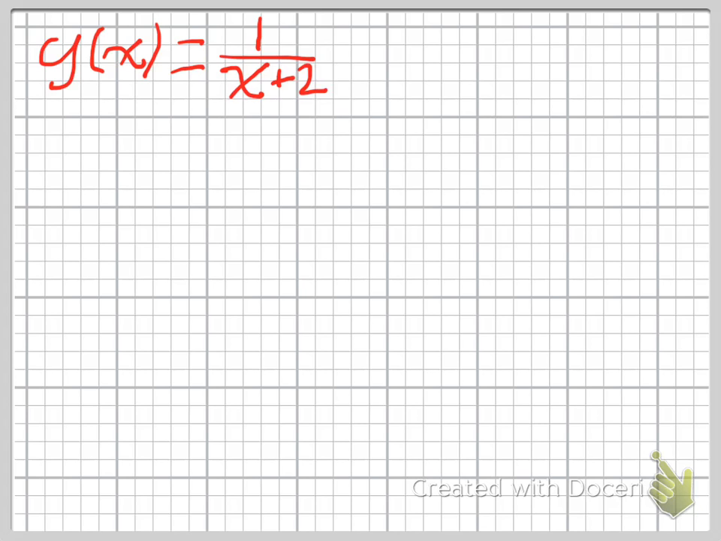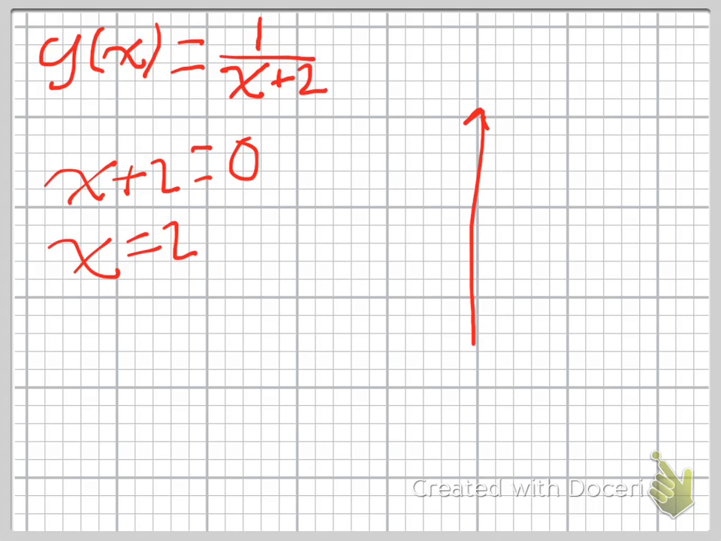Alright, so this one is a little more complicated, not that much, but we look at our denominator and see when it will be 0. Well, x plus 2 equals 0, and x equals 2. So our vertical asymptote will be at the line x equals 2.